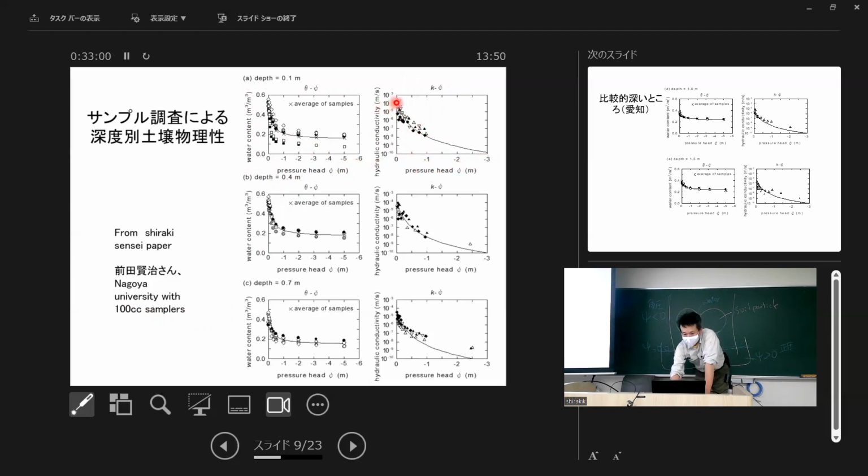So, we only show the negative horizontal values, but when it is saturated, the saturated value is almost the same. The saturated one is almost the same, like this line.